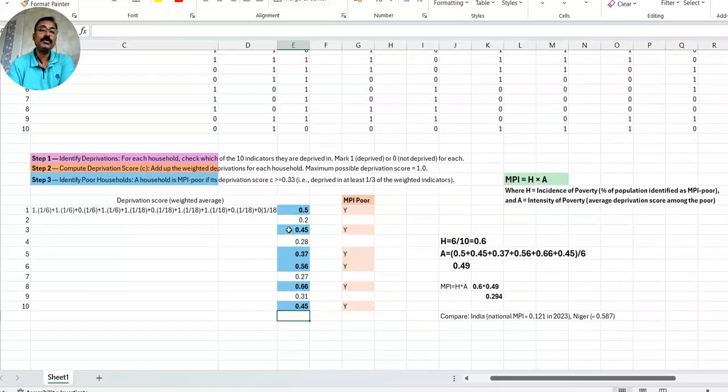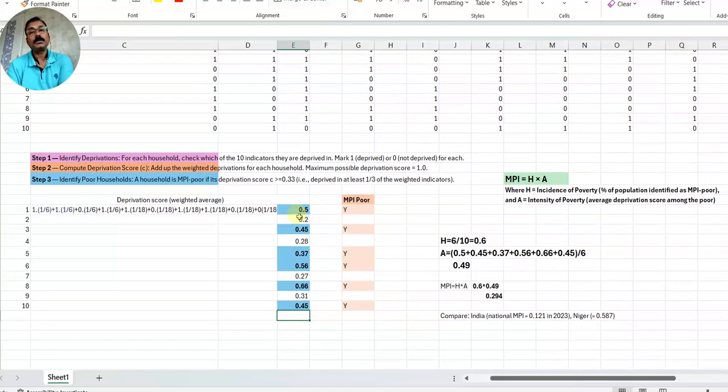Now we have to identify which ones are greater than 0.33. So the shaded or colored values are more than 0.33. The threshold value is 0.33. So there are 6 households out of 10 households whose values are greater than 0.33. So we can identify in the next column that this household is MPI poor, MPI poor, MPI poor. So out of 10 households, we have identified 6 households as MPI poor because their value is greater than 0.33.